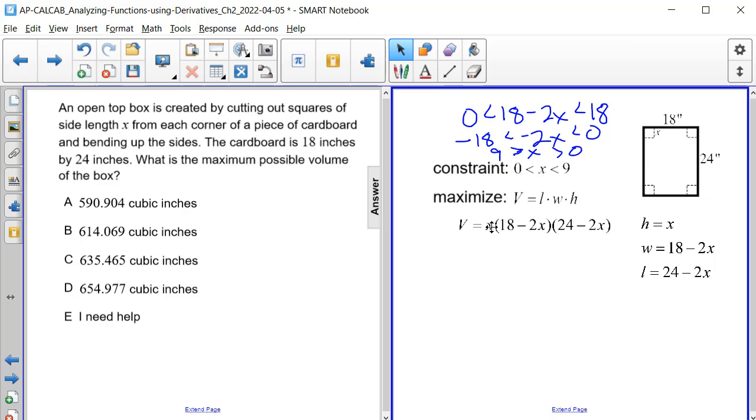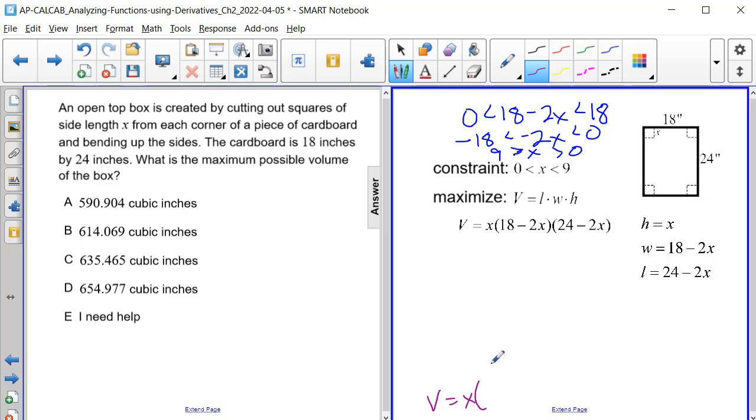So if we substitute all these values in, we will get this expression, x times 18 minus 2x times 24 minus 2x. And now from here, we need to multiply all of these together. Let's first start off by multiplying these two binomials together. So we can rewrite the volume equation as x times 18 times 24 will give us 432. We'll have minus 36x minus 48x plus 4x squared.